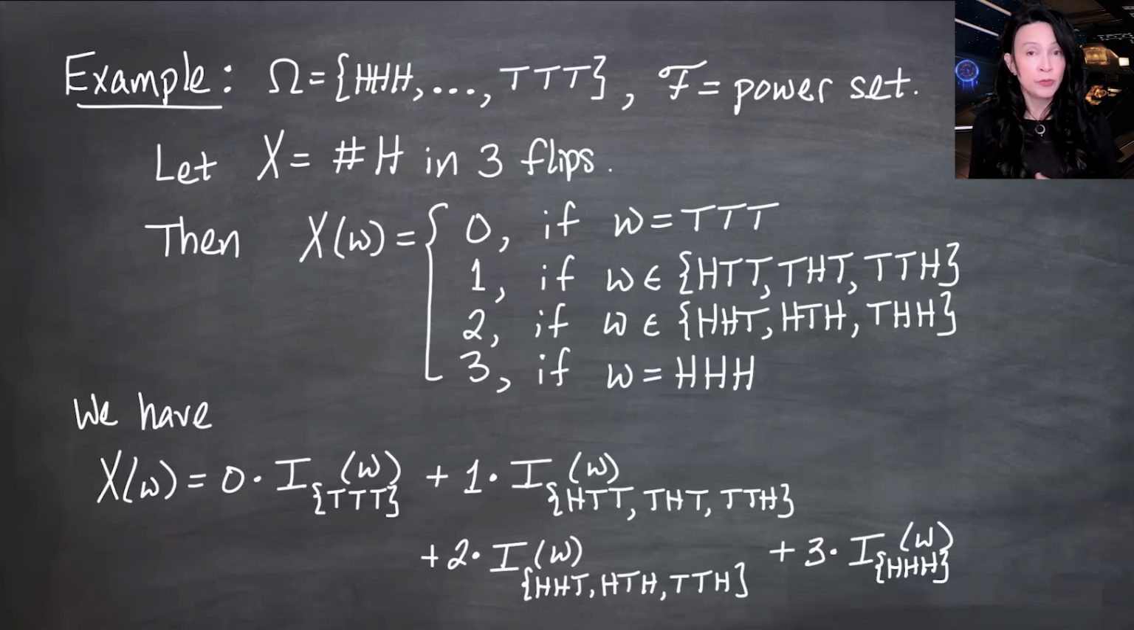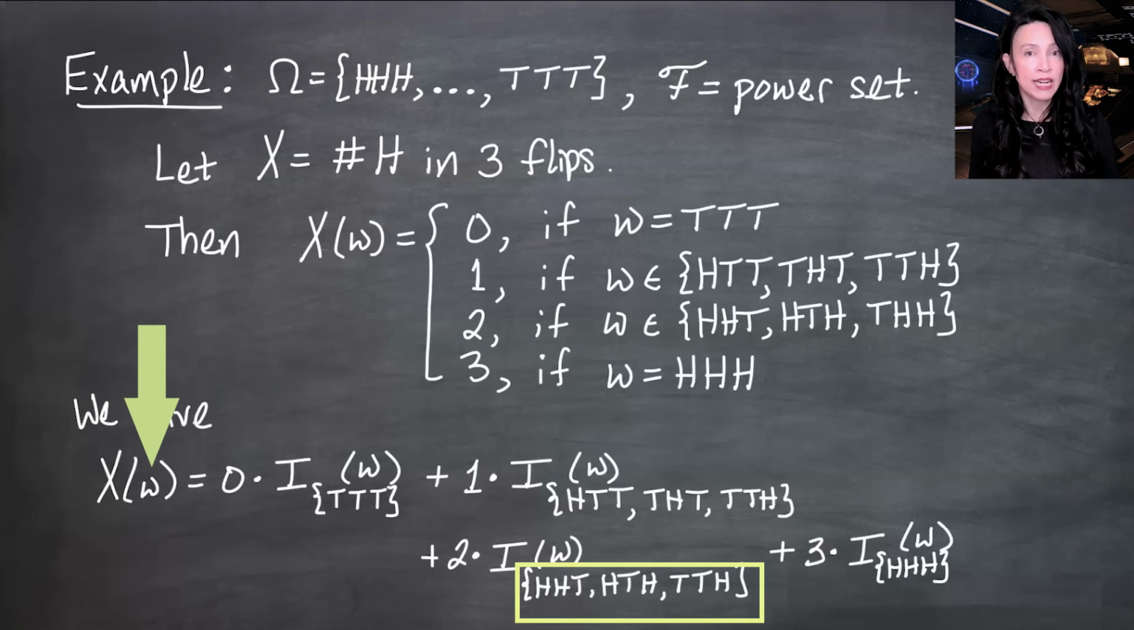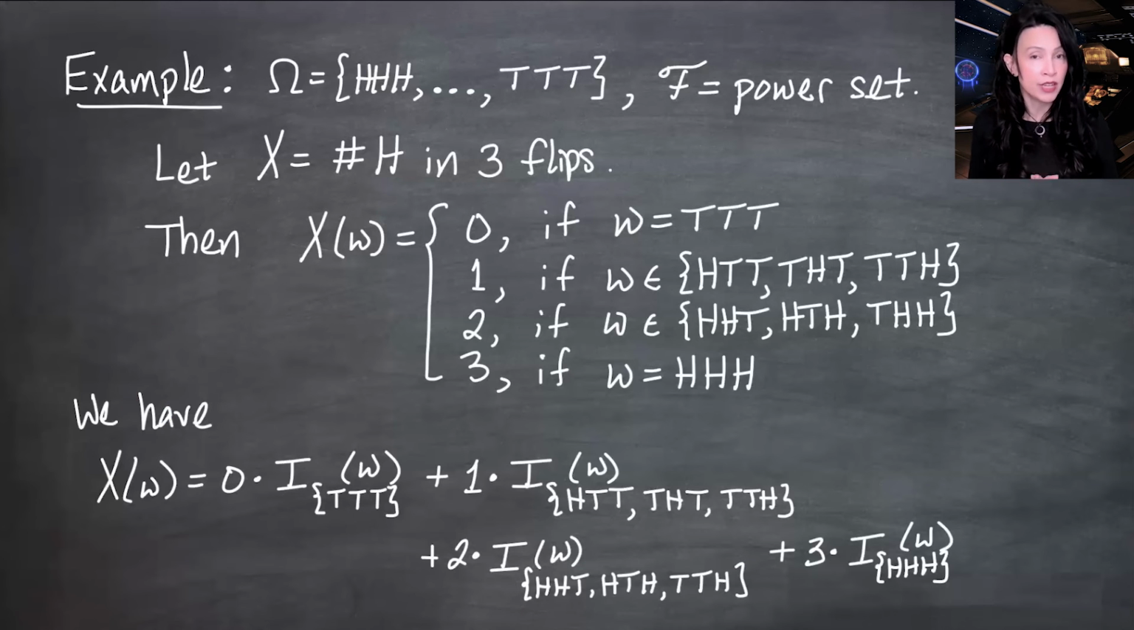So if you plug in a little omega here, if omega is, say, heads, heads, tails, then that is going to be in this set right here, not in the others. So all these indicators are going to be 0, except this one, it's going to be 1, and you're going to be left with only this value right here, which is 2. So X of heads, heads, tails is 2.